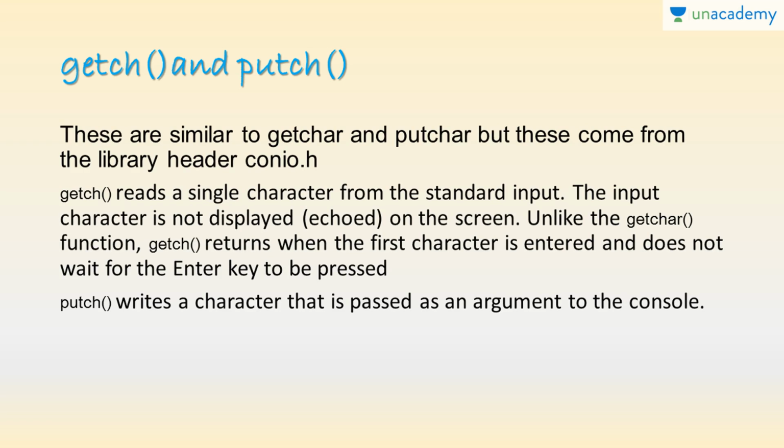Getch reads a single character from the standard input. But the input character is not displayed on the screen like how we saw in getchar and putchar. It returns when the first character is entered. It does not wait for the enter key to be pressed. And putch writes a character that is passed as an argument to the console. So whatever argument we have passed, it just prints that character to the console.